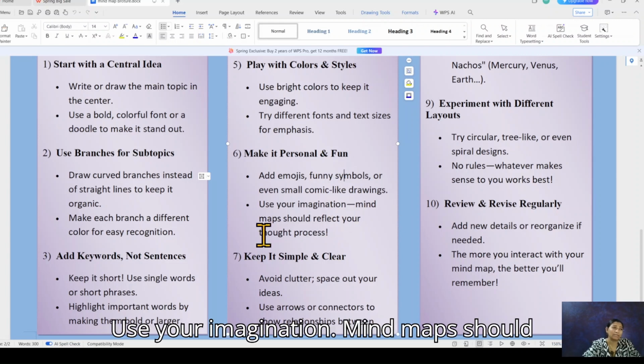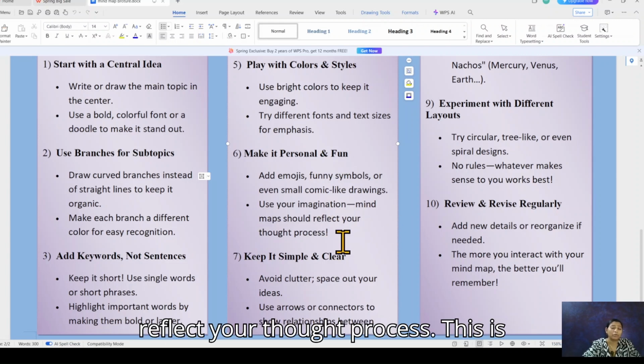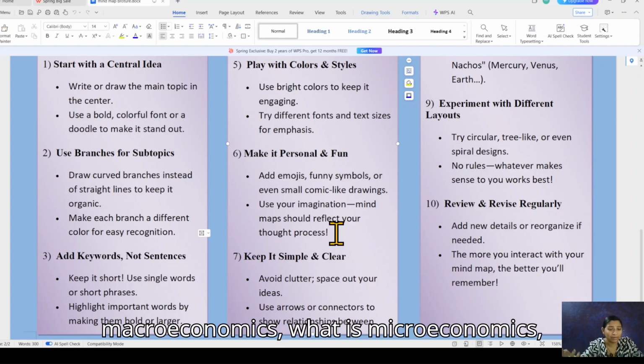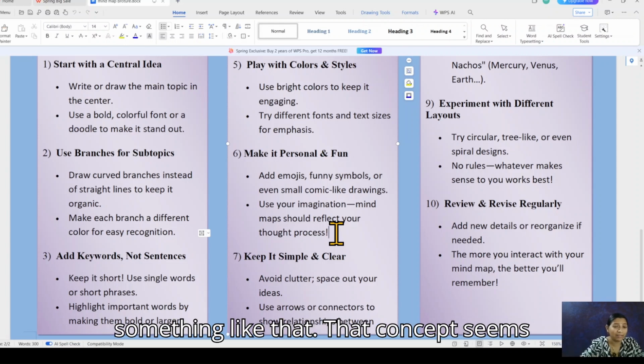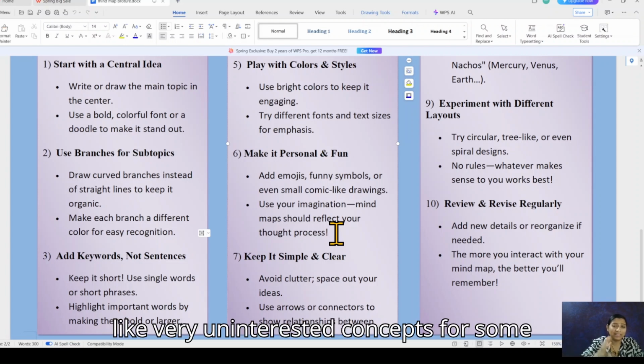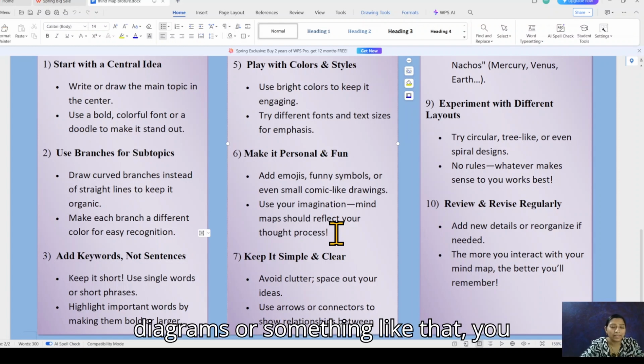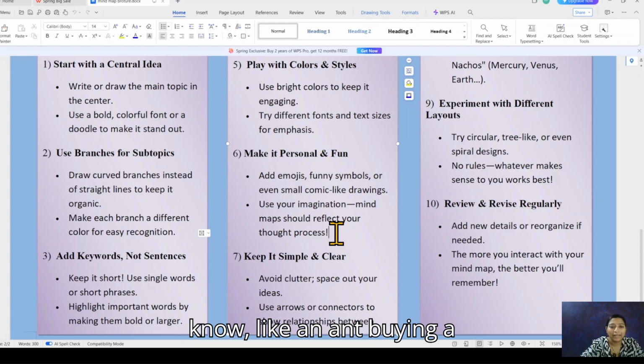Use your imagination. Mind maps should reflect your thought process. This is very important. For example, there is a concept in economics, like what is macroeconomics, what is microeconomics. That concept seems very uninteresting for some students. But just add some real life diagrams or something like that. You know, like an ant buying a small sugar from a small shop.